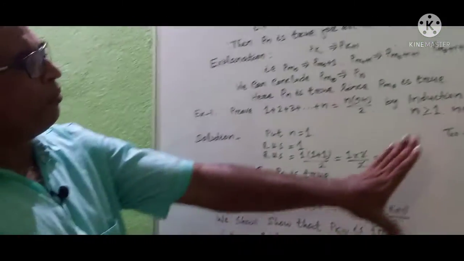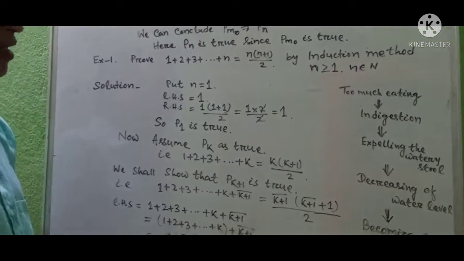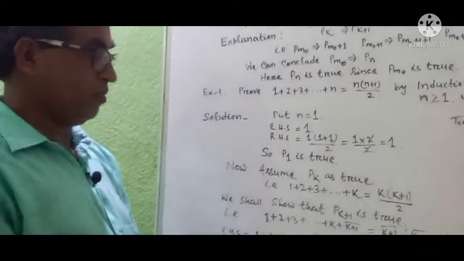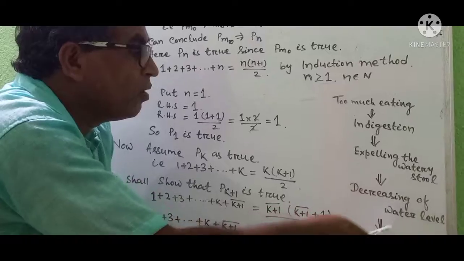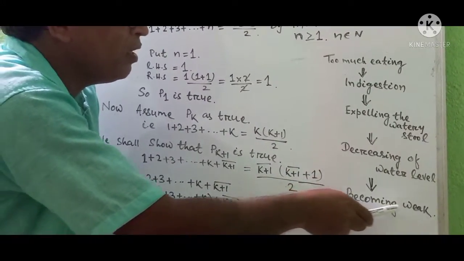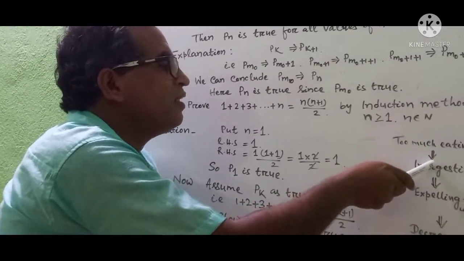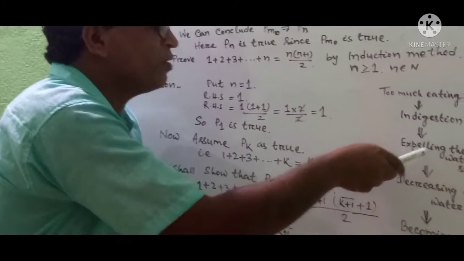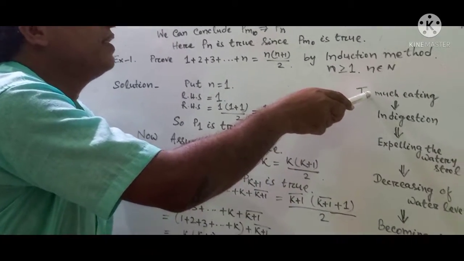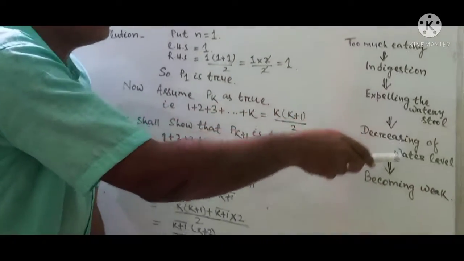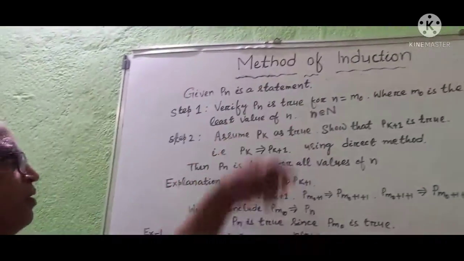That means a series of conditional statements is given. Then we get the conclusion that too much eating implies becoming weak at last. So this causes this, causes this, causes this. At last we can say that initially this causes the last one. This concept has been used in the method of induction.